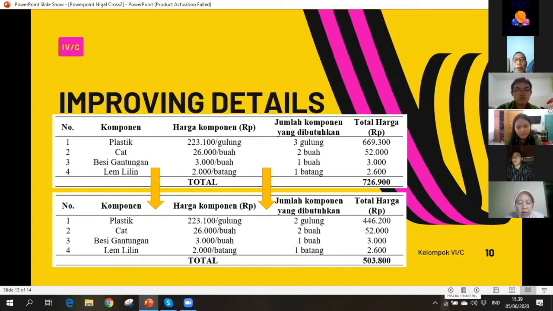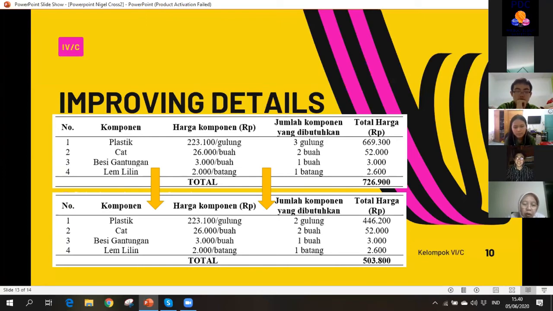All right, ma'am. At first, we estimated that we need 3 rolls of plastic in our usage, but after we asked the 3D printing people, they said that they only need 2 rolls of the plastic paper. We don't really know how many meters are in one roll, because they told us about the roll and we didn't ask about the meter. I'm sorry.